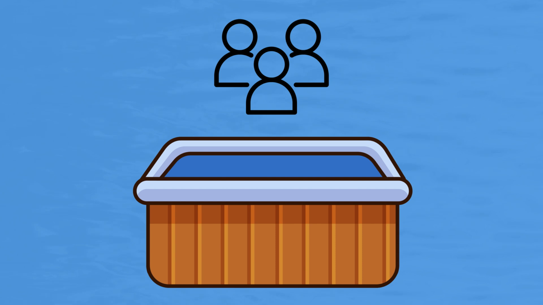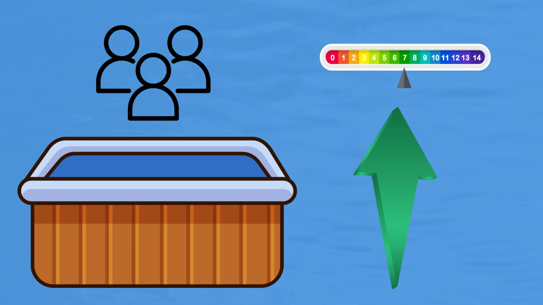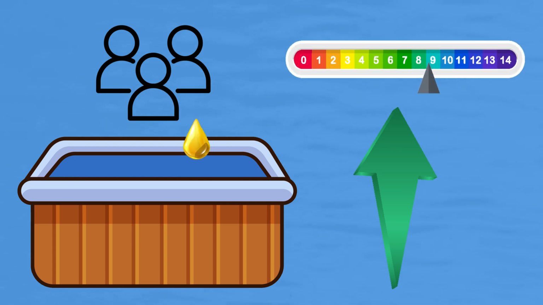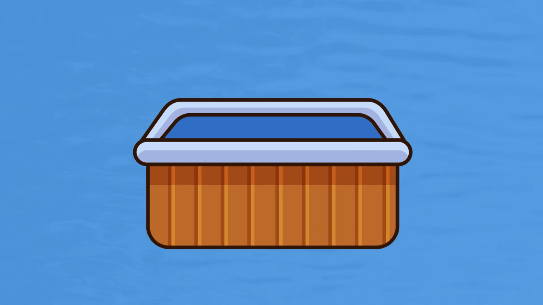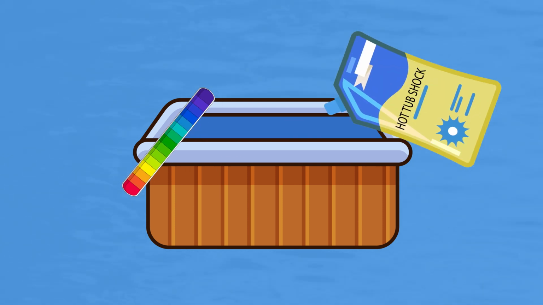3. People. When lots of people use a hot tub, the pH level tends to increase because they introduce contaminants into the water, such as sweat, oils, lotions, and other organic matter, which can have an alkaline effect and then raise the pH. It's important to test, adjust, and shock the hot tub after heavy use.